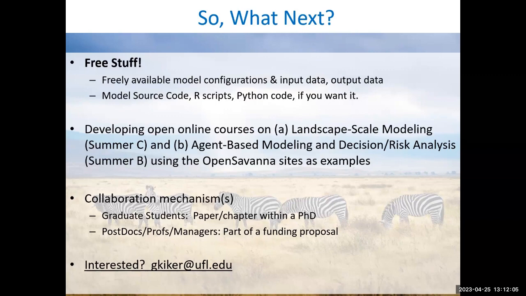So this initiative is something people will join because they want to get to the modeling of it, and there is support available. Certainly looking at collaboration mechanisms: graduate students, how about a paper or a chapter within a PhD, or postdoc professionals or managers? Maybe we could build it in as part of a funding proposal. But again, don't let that stop you. I'd rather help you and get you running, then we can decide the best mechanisms by which to go on.